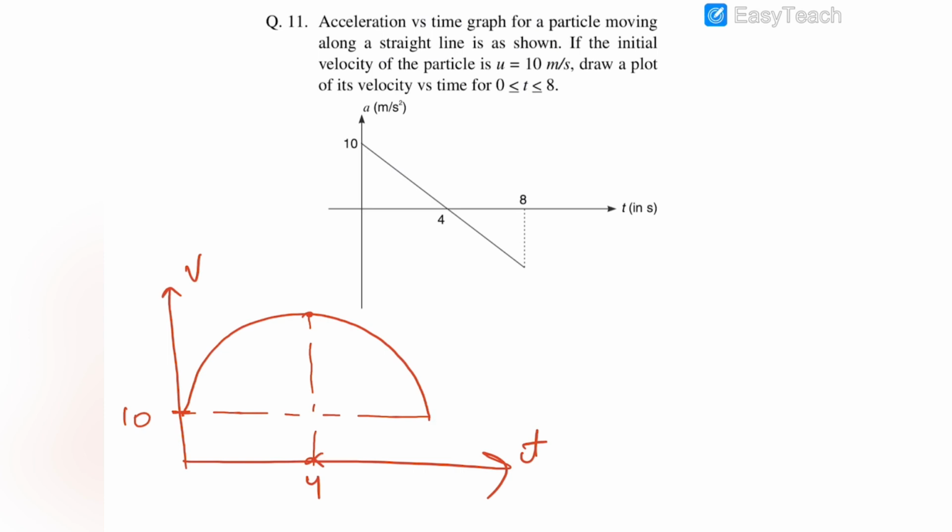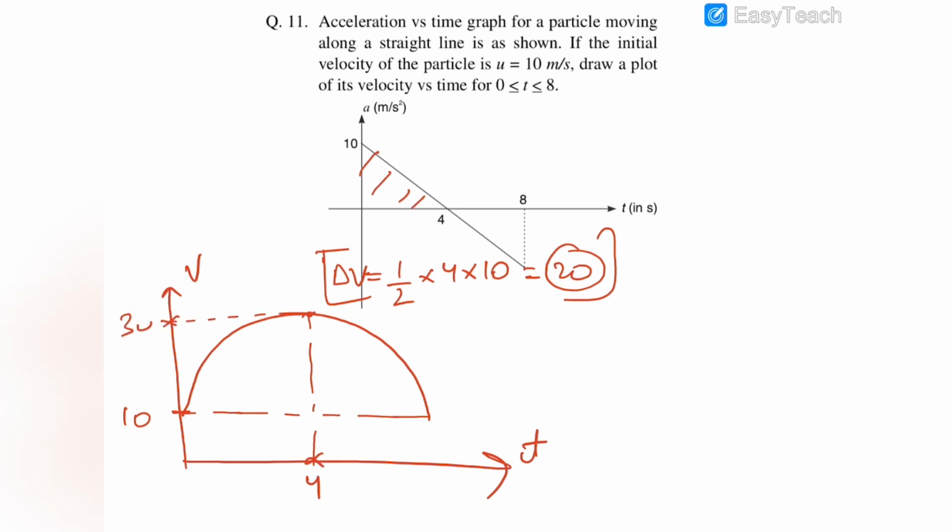So this parabola will return to this point again, and till 4 seconds its velocity would be maximum, and the maximum velocity would be half base, which is 4, into height, which is 10. So this is 20. So this is the change in velocity till 4 seconds, and the initial velocity was 10. Therefore we can say that this peak would be 30. So the correct velocity-time graph of this problem is this one. Now we move on to the next question.